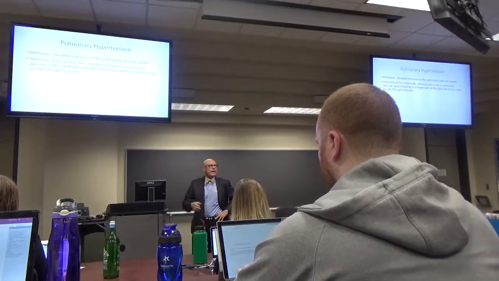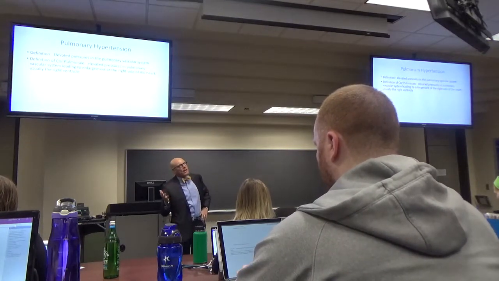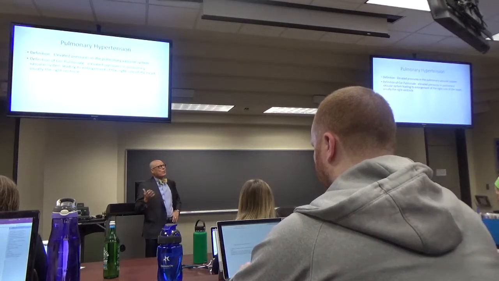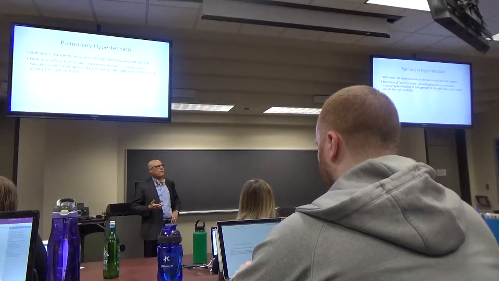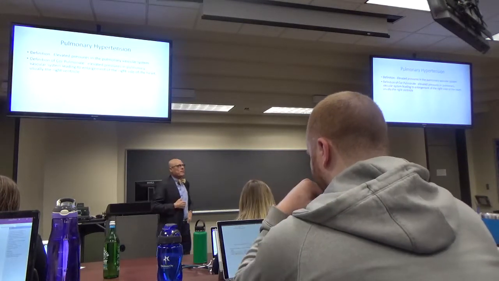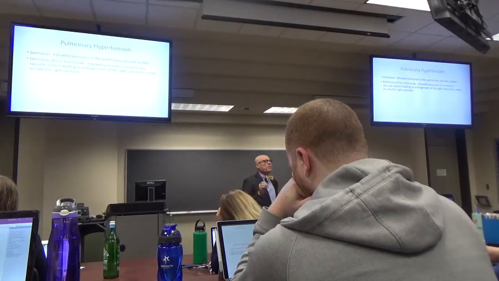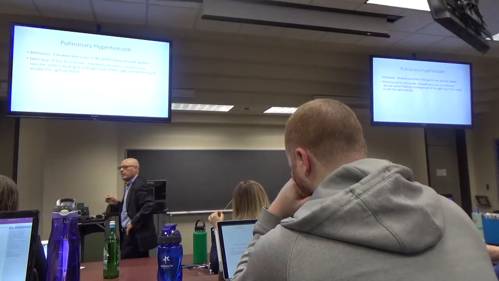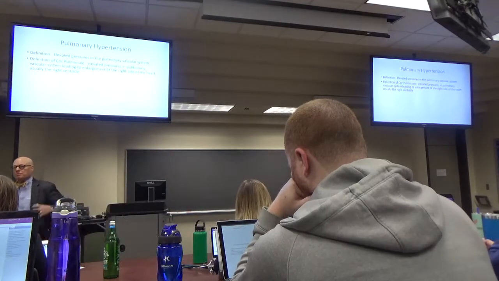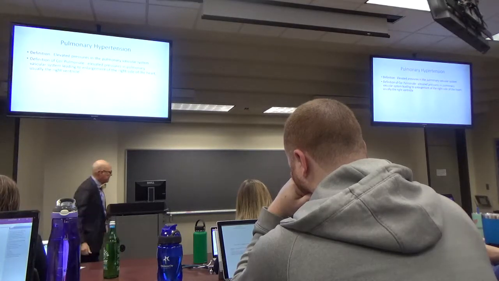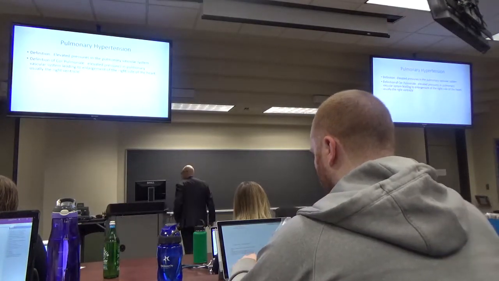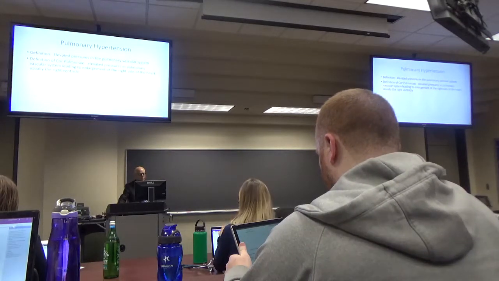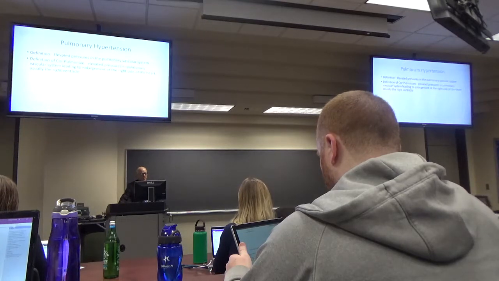Definition of cor pulmonale. You'll hear that term pronounced different ways. I say cor pulmonale, I don't know why, probably because that's how I heard it the first time. It's elevated pressures in the pulmonary vascular system leading to enlargement of the right side of the heart, usually the right ventricle. So when you hear the term cor pulmonale, it means that the right ventricle is dilated, okay? And it's usually due to pulmonary hypertension.